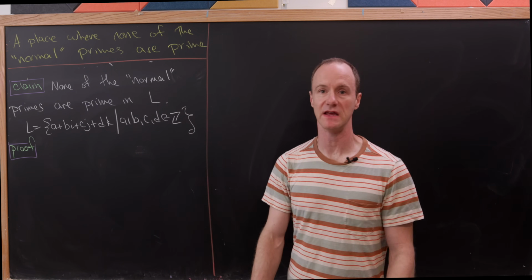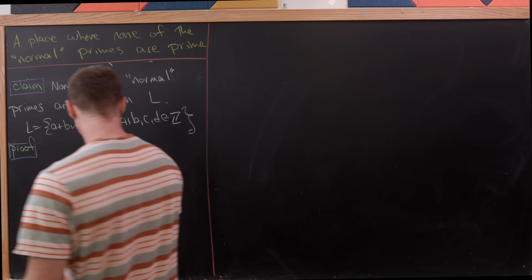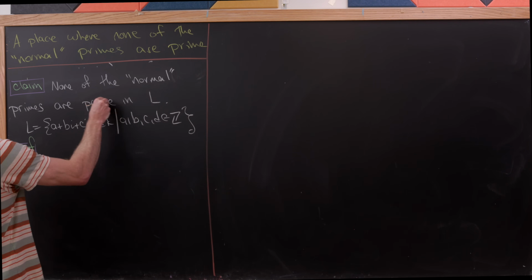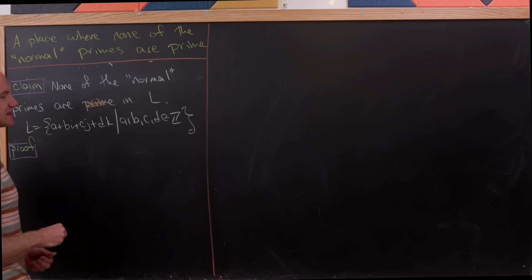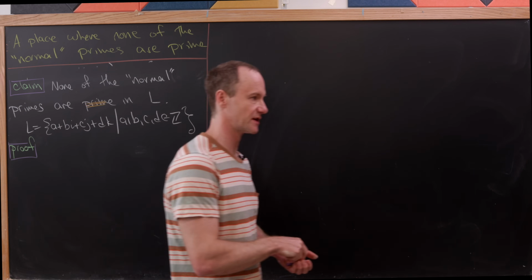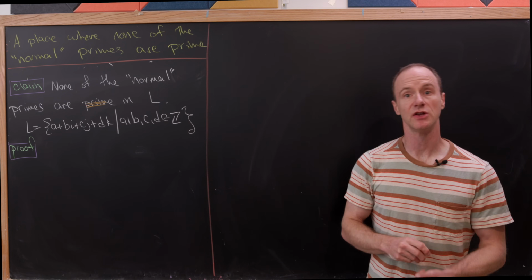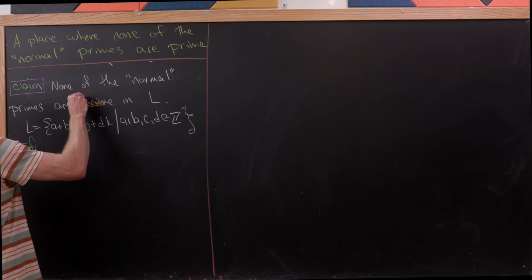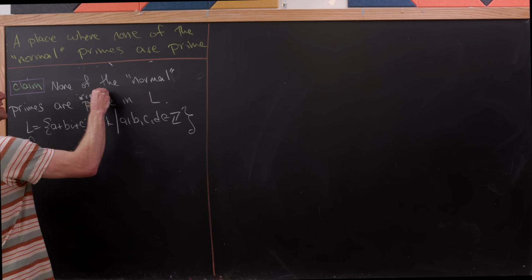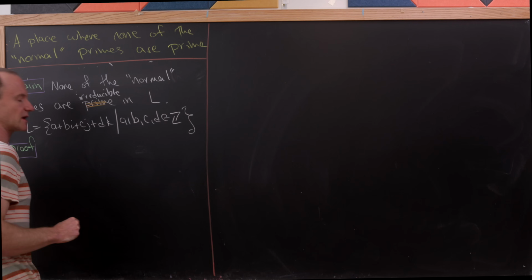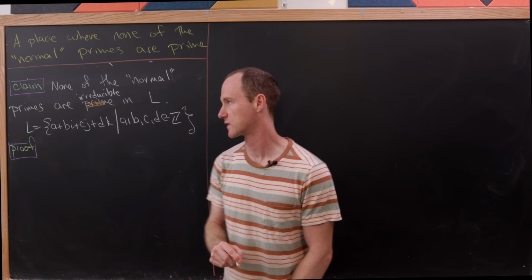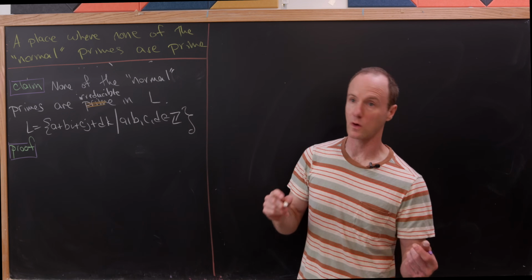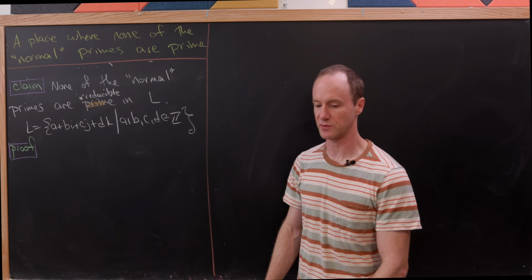All right, so now for the main result, and that is that none of our normal primes are prime in L. But I'm actually going to cross out this word prime here, because in L, the Lipschitz quaternions, there doesn't seem to be unique factorization, so perhaps we shouldn't use the word prime here. What I'll do is use the word irreducible, which is looser than prime in the first place. So none of our normal primes are irreducible in L.